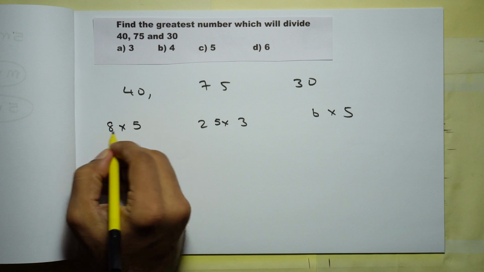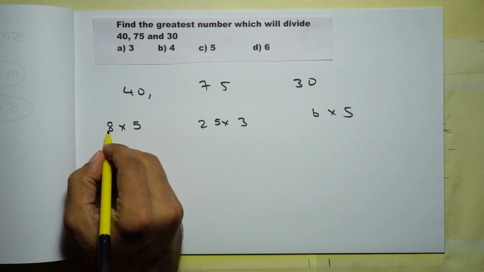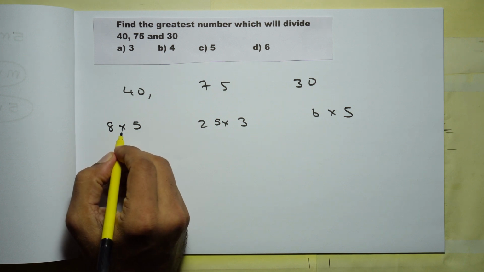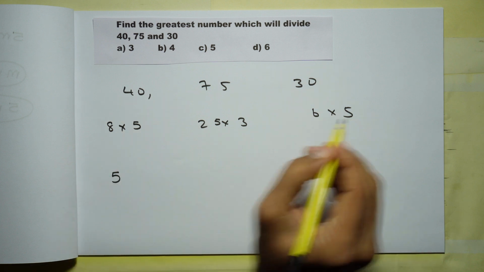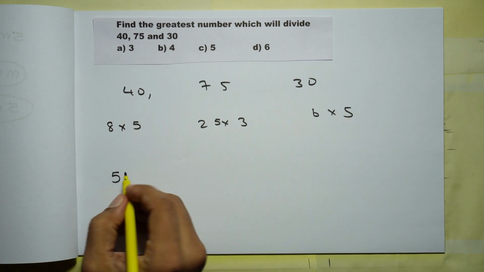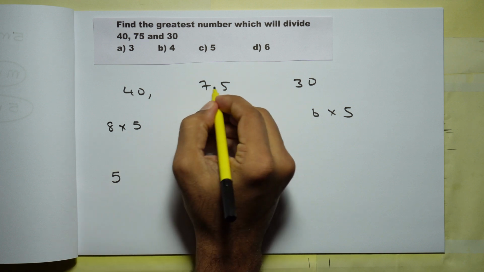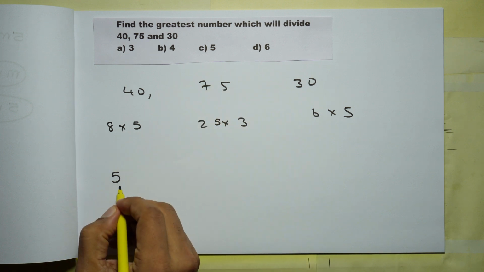Now if you look at 2, 2 is there in 8. That is 2 into 2 into 2. 1 2 is available. Here also 1 2 is there, but here there is no 2. So 2 cannot be taken because 2 cannot divide 75. So 2 cannot be included.